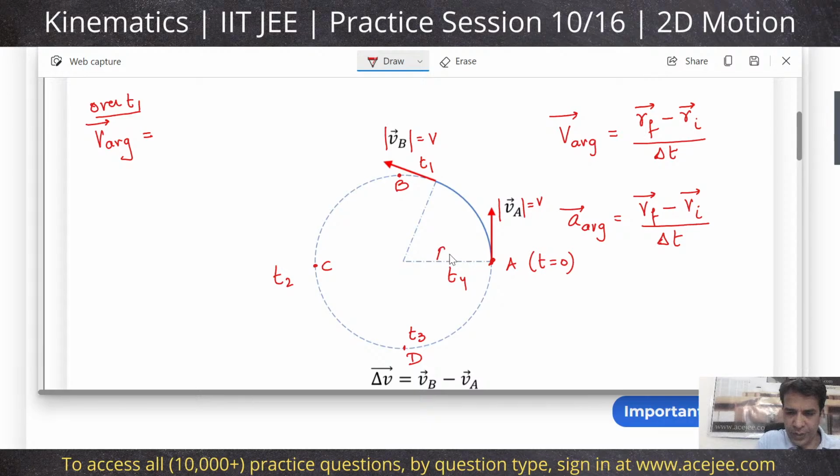I need to give you certain information. This is radius R, right? This is radius R beta. Speed is V. Now tell me, give me the position in the vector format. Well, let's start with the displacement. Over the period T1, the displacement is how much? Is this the displacement vector?